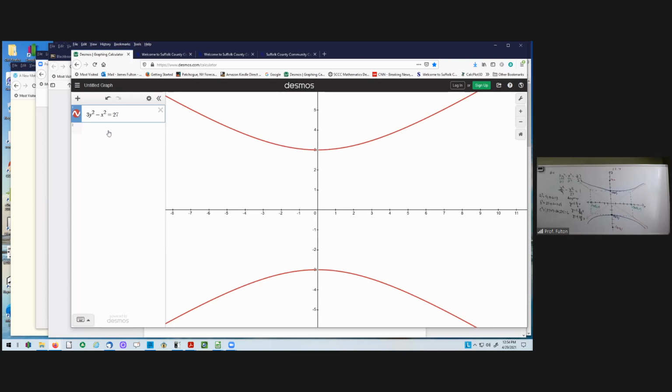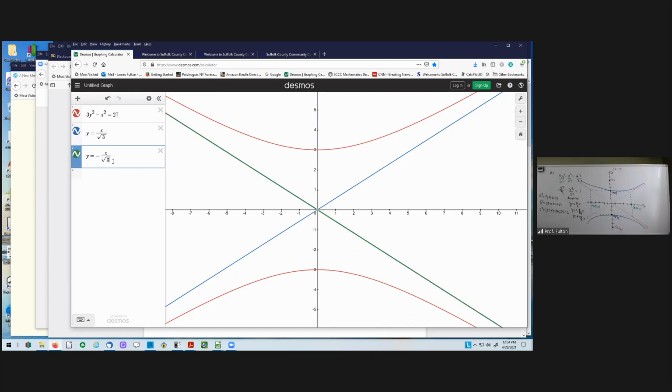Now I can put the other things I have over here. I can do y equal to, let's do plus x over the square root of 3. I can write it that way. x divided by square root of 3. And the next one over here, y equal to minus x divided by square root of 3. And there are my boxes.